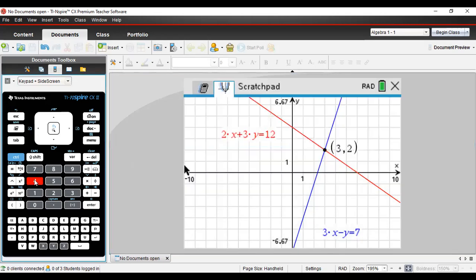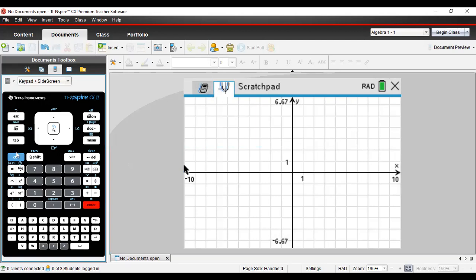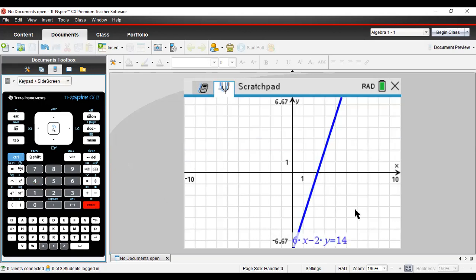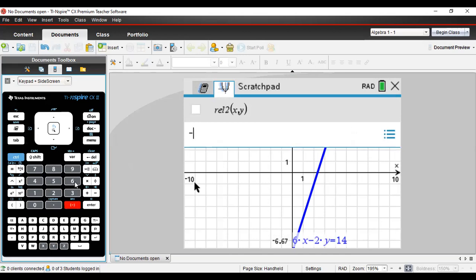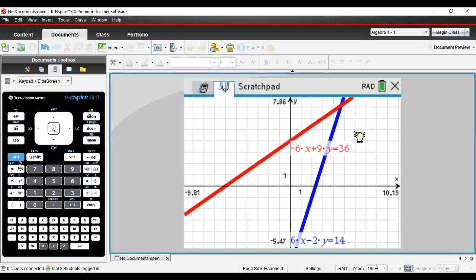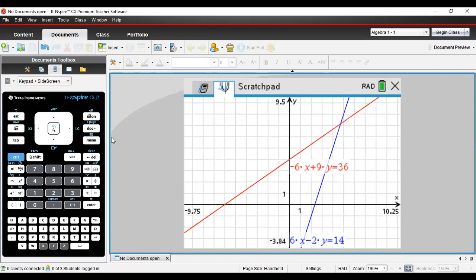Now that I have the solution, I'm just going to get rid of this. So I'm going to go menu 14 because I wrote down what I needed. Now I'm just going to do the same thing. I'm going to enter the first answer choice. So I'm going to go tab, and that one was 6x minus 2y equals 14. Press enter. There is an equation, and now I'm going to enter the second equation. This is going to be negative 6x plus 9y equals 36. Press enter. There it is. Now you can see that the intersection is off the screen, so this is probably not going to be the answer, but let's just check.